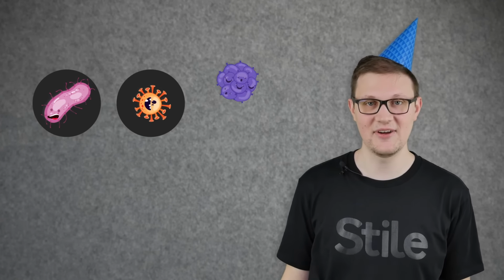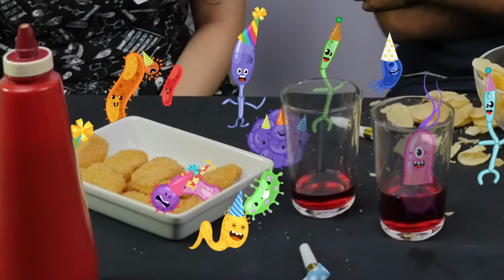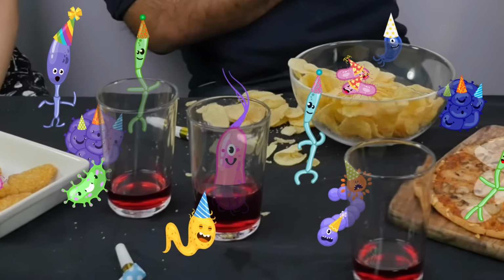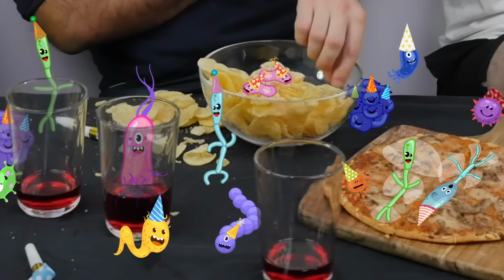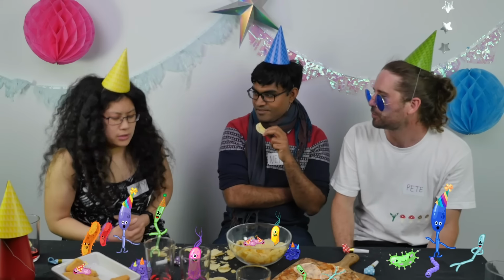In short, bacteria, viruses, and fungi are everywhere. They all want to be the life of the party, but some of them are pathogens, meaning that they can infect and harm us. So what can you do to stop pathogens making you a total party pooper?